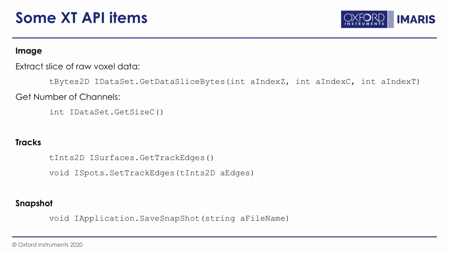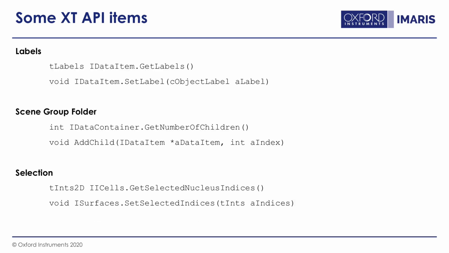If you want to take a snapshot in Imaris, you can use the IApplication SaveSnapshot and provide a file name, and an image will be stored to that provided location.